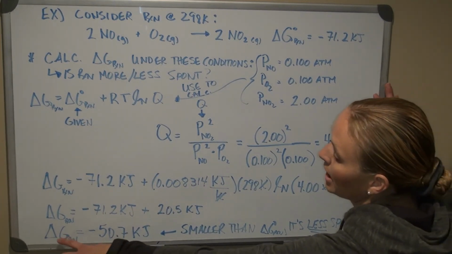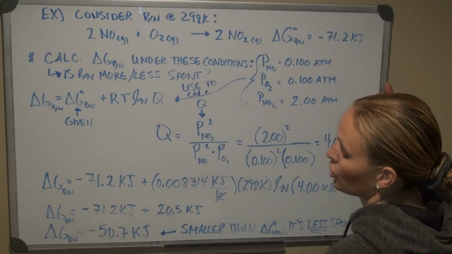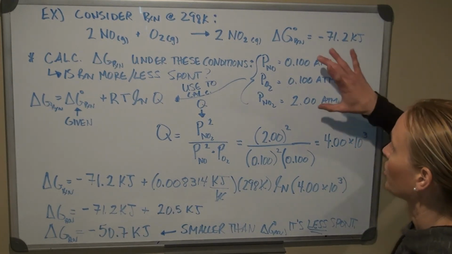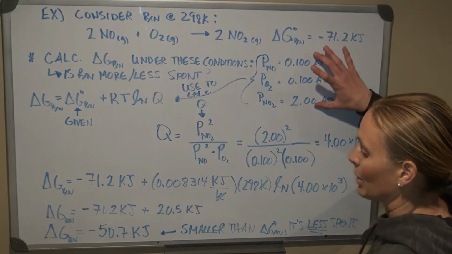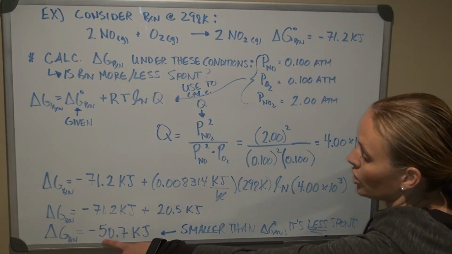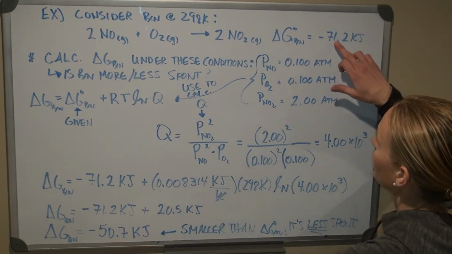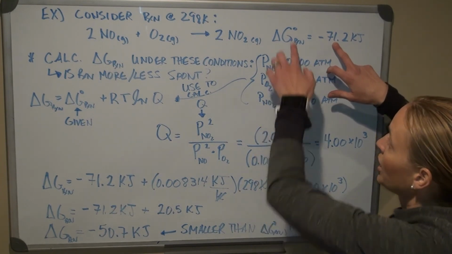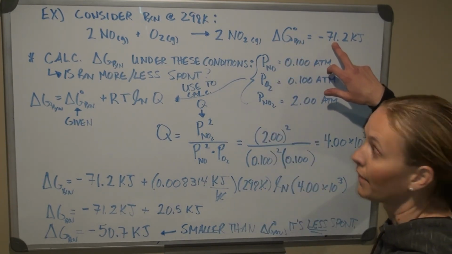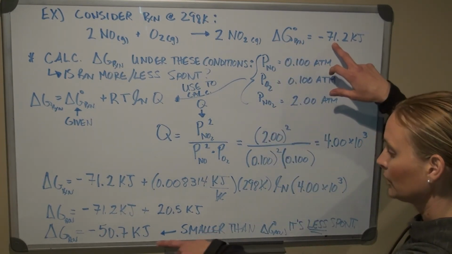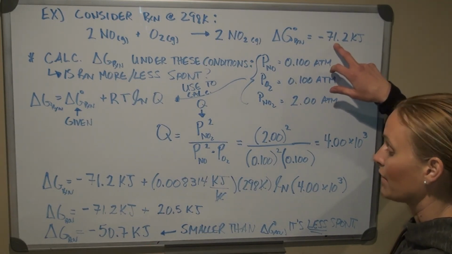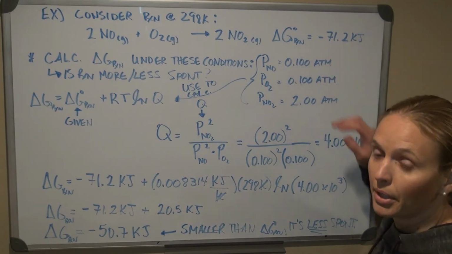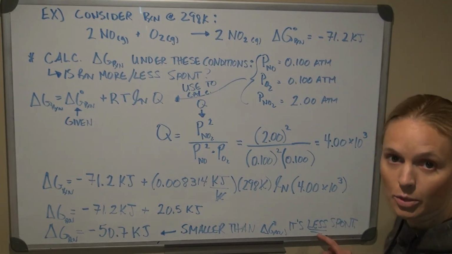So that would be the delta G, Gibbs free energy, for this reaction under these conditions. And the question then said, is the reaction more or less spontaneous? Well, under these conditions, it's minus 50.7, and under standard state conditions, it's minus 71. So it's smaller than the delta G naught for standard state conditions, even though it's still spontaneous, but it is less spontaneous.